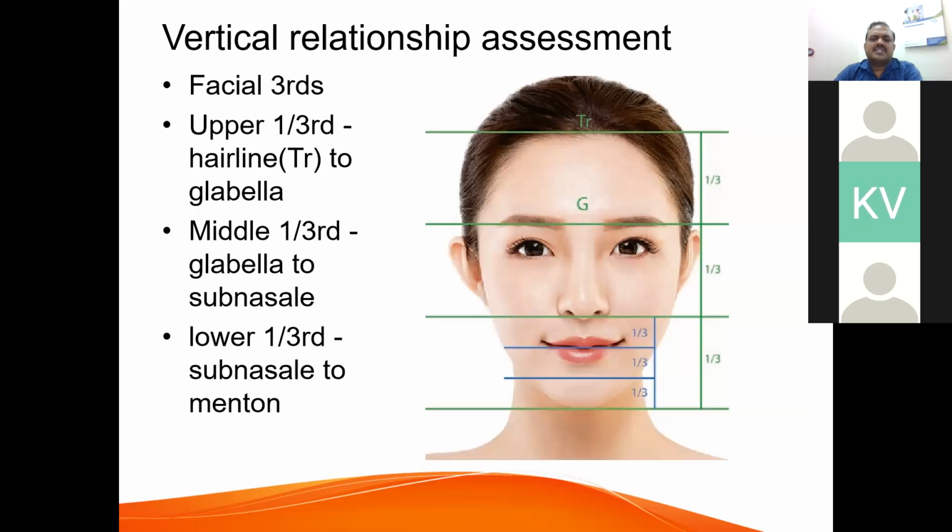The vertical assessments, facial thirds: from trichion to the glabella for the upper one-third, glabella to the subnasale, and subnasale to the soft tissue menton. So the proportional values have to be assessed, and the lower third is in turn divided into the upper one-third and the lower two-thirds: subnasale to the stomion superius and stomion inferius to the menton.